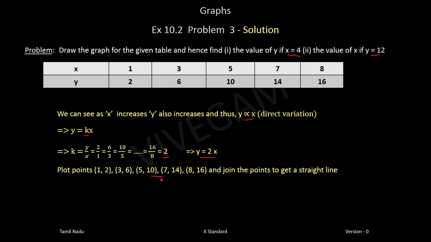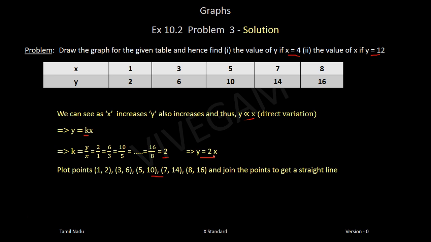Now the next thing we'll have to look at is the scale. x is varying from 1 to 8, so we can easily take 1 centimeter equal to 1 unit. And y is from 2 to 16, so 16 is a little difficult. So let's take 1 unit equal to 2 centimeters for the y axis. Let's go ahead, plot it, and draw the graph, which is basically a straight line with a slope of 2.